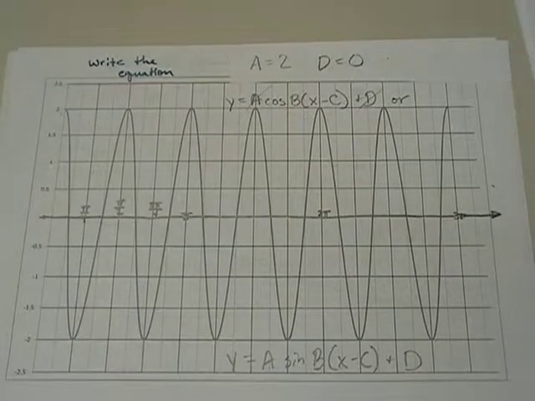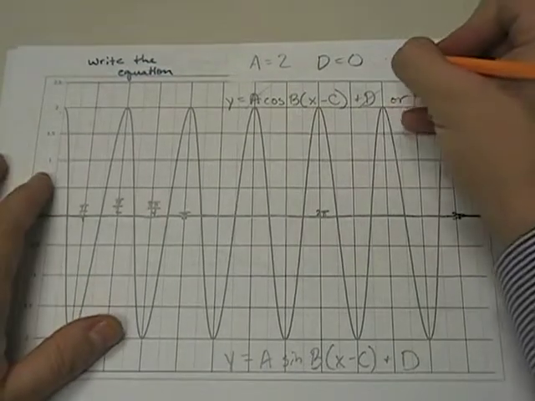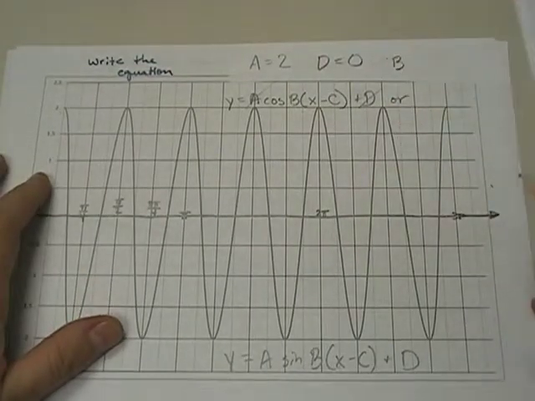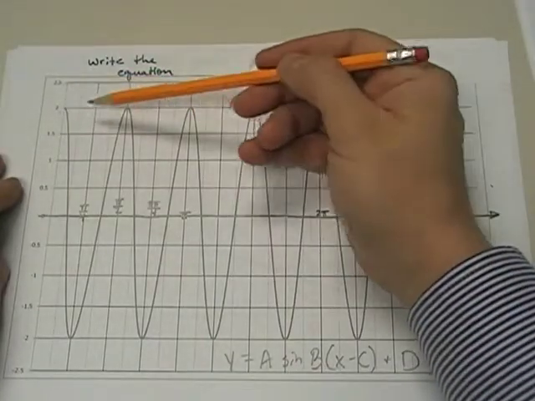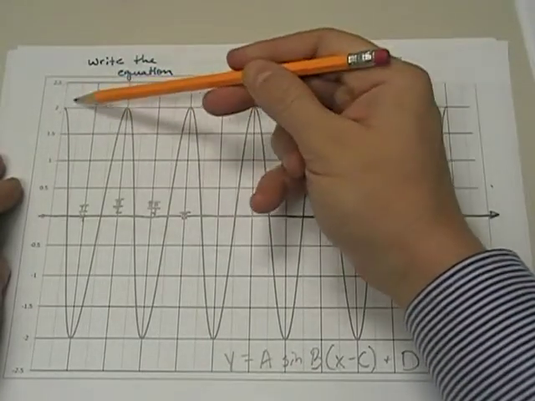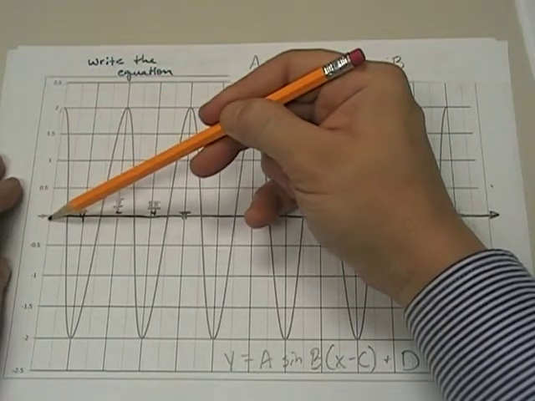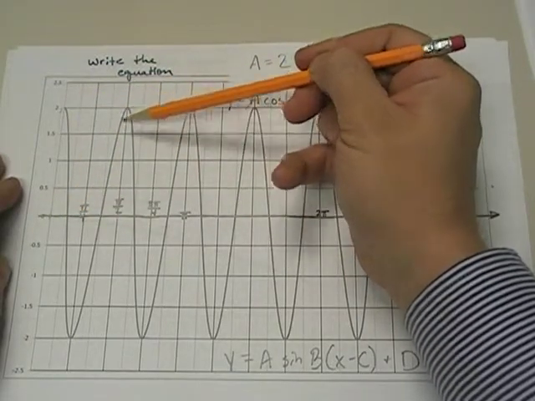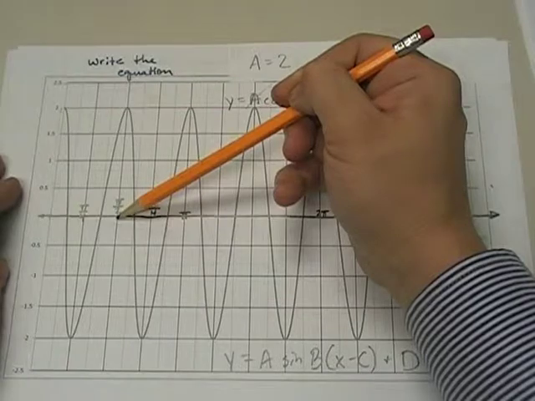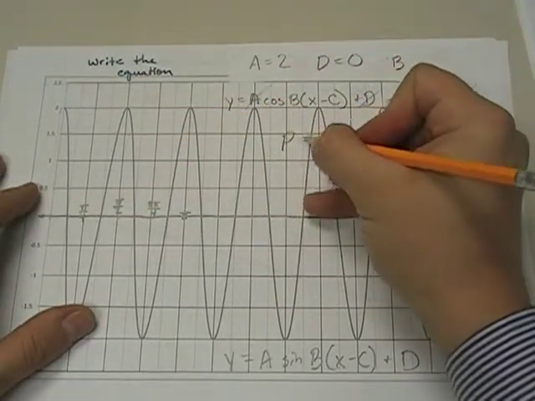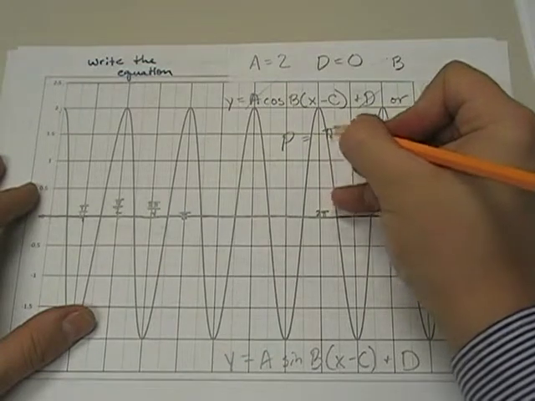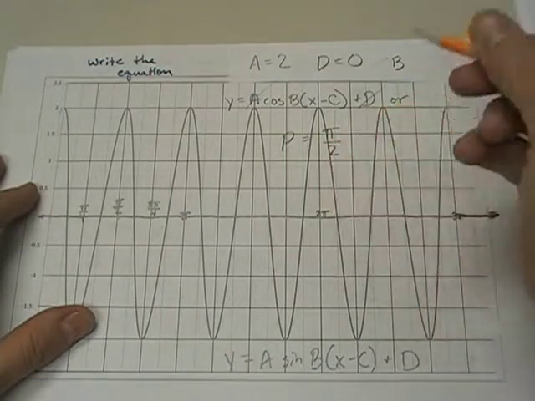Now, the next thing I need to do is find B. Okay, well, here I have a peak. Here I have a peak. This occurs at 0. This occurs at pi over 2. So what does this tell me? The period equals pi over 2.